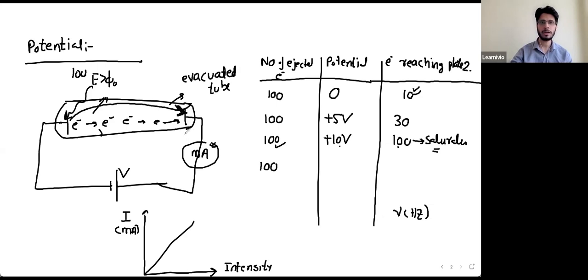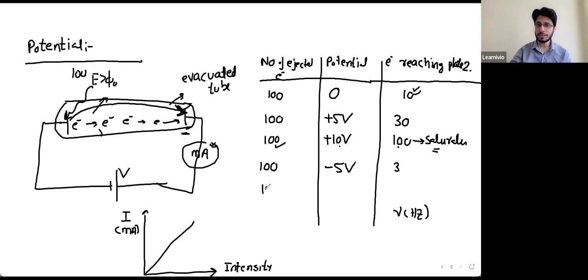You apply a negative potential. So what will happen? This negative potential will repel electrons. It will not attract electrons. This negative potential will repel electrons. So let's say you apply a potential of -5. So this -5 volt will repel electrons. So without potential, when you applied 0 volt, 10 electrons were reaching. Now not even 10 electrons, let's say 3 electrons are reaching. So current will decrease.